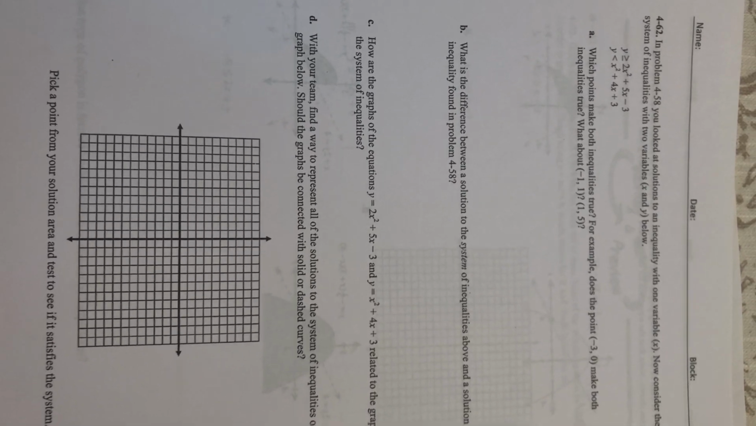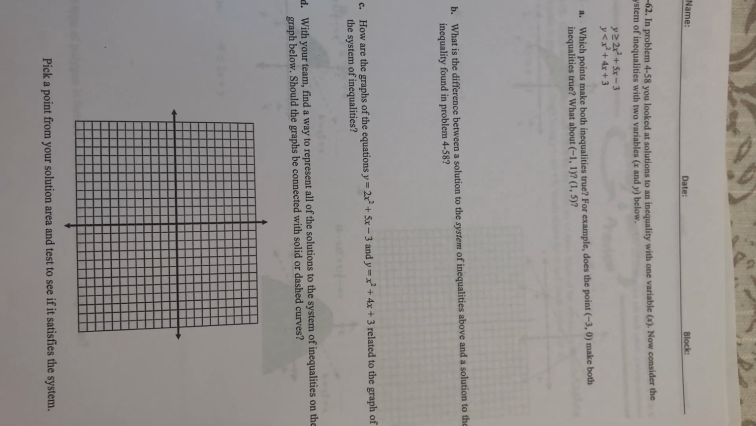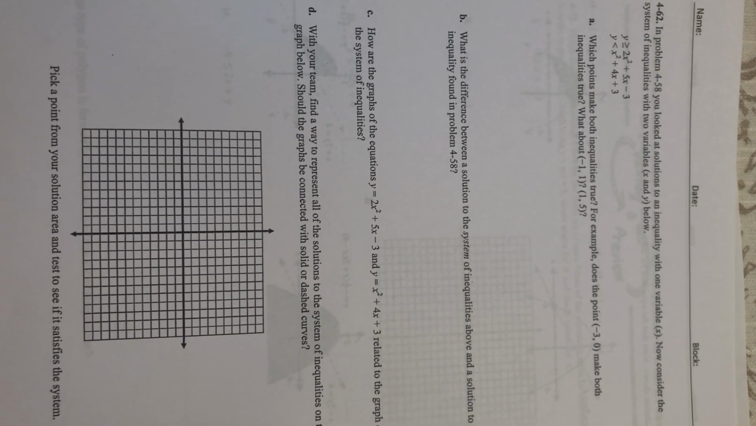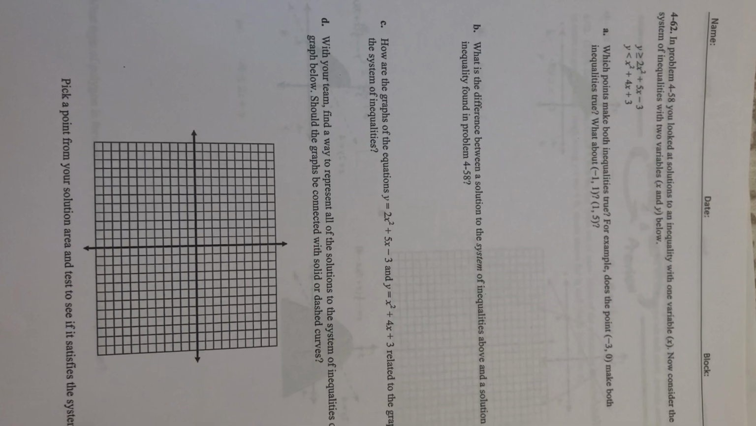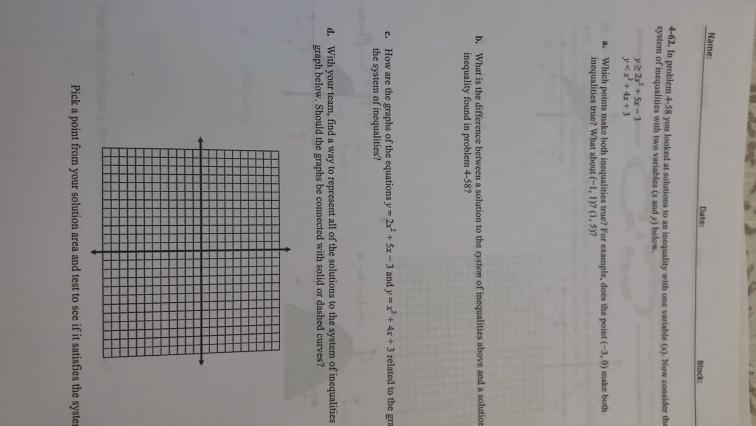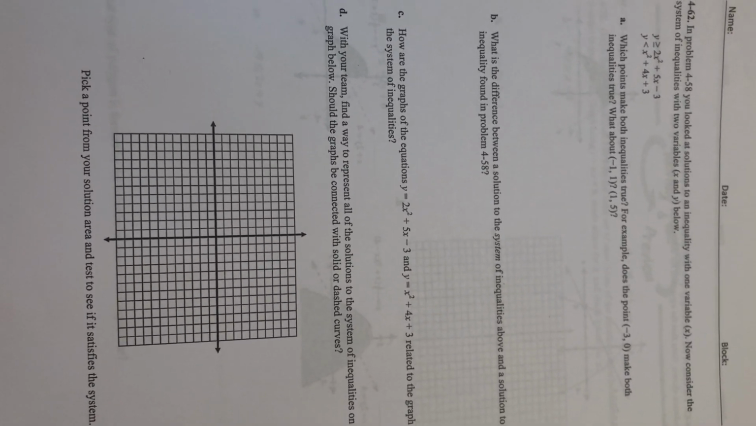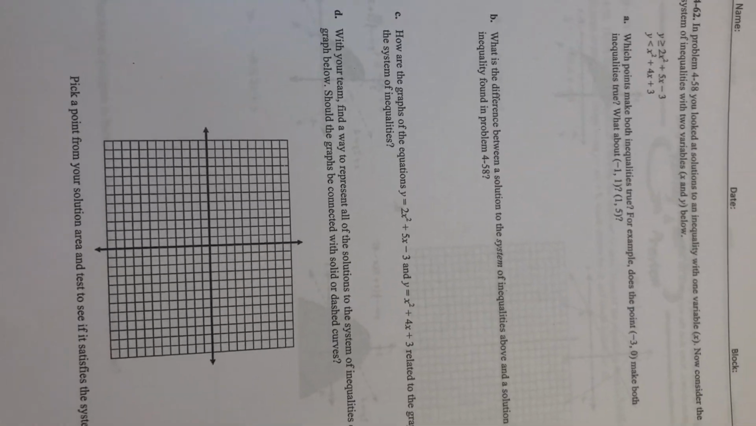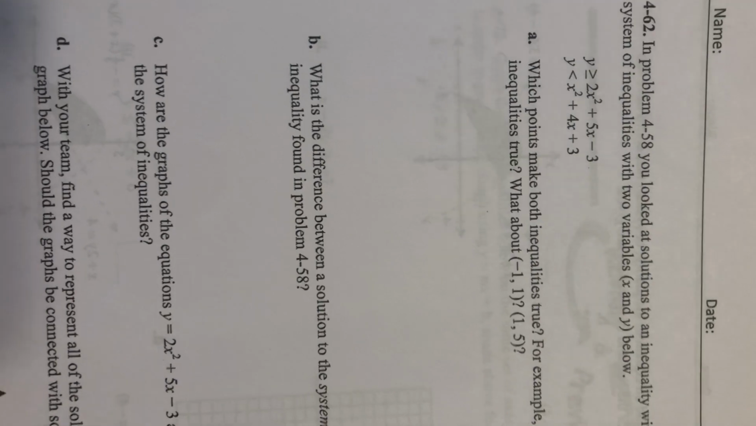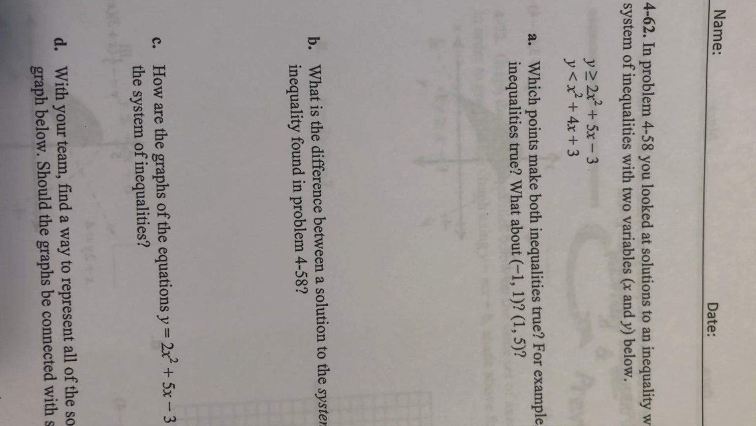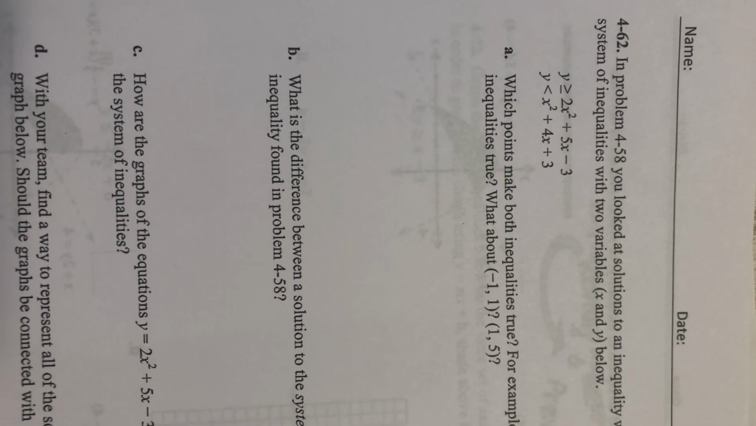It says in 4-62, in problem 4-58, you looked at solutions to an inequality with one variable. Now consider a system of inequalities with two variables. So our solutions are going to look a little bit different, but the process is not necessarily that different. So our system right now is y is greater than or equal to 2x squared plus 5x minus 3, as well as y is less than x squared plus 4x plus 3.